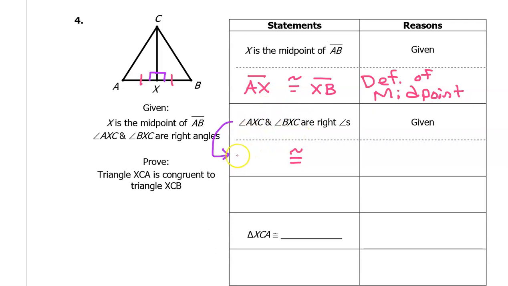So I'm just looking right here and I see angle AXC is congruent to angle BXC. I can really just copy it straight from here. If you have two angles that are right angles, those same two angles are congruent. And for the reason, you will simply say right angles are congruent. All right, I'm going to abbreviate it like this. This means right angles are congruent.